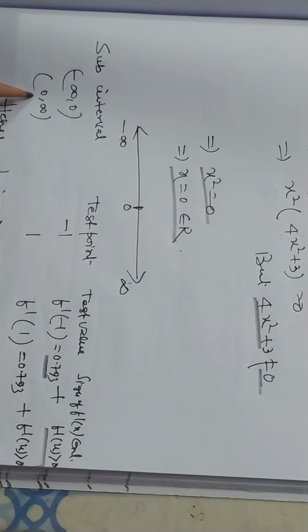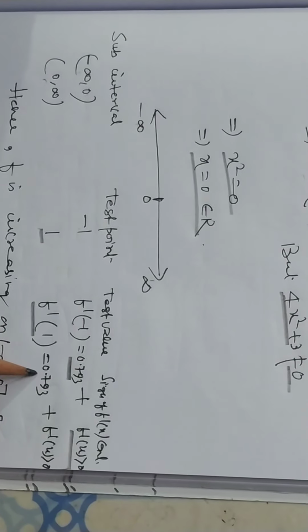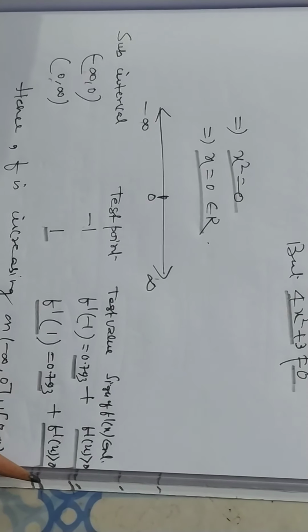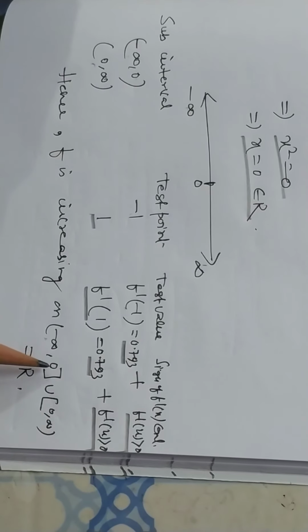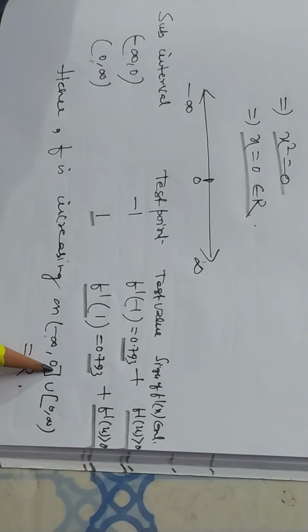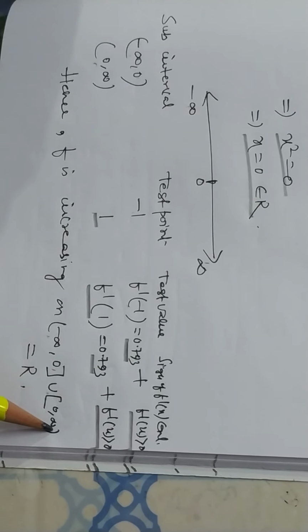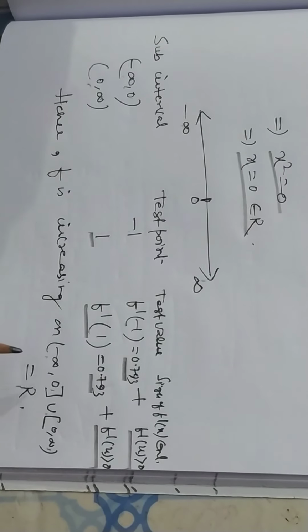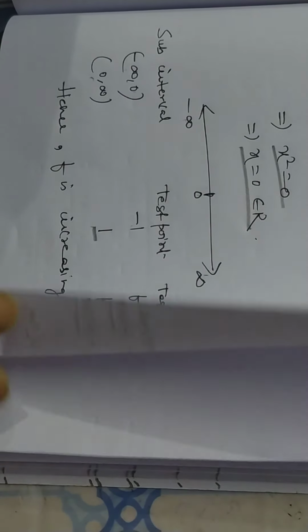Take a test point 1 between 0 to infinity. f dash 1 is equal to approximately 0.793, that is positive. f dash x is also greater than 0. So hence f is increasing on minus infinity to 0 union 0 to infinity, so that is R. So hence f x is increasing on R. So in this way we can solve this type of problem.